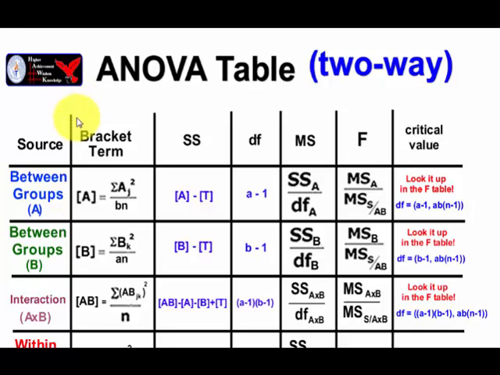I'm going to go ahead and put it into our Moodle site. So here's all the bracket terms. That's what you have to calculate. Once you've got the bracket terms, you can calculate the sum of squares, divide that by degrees of freedom. That gives you the mean square.